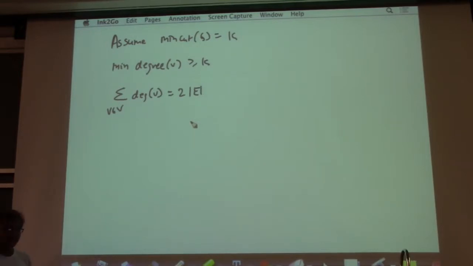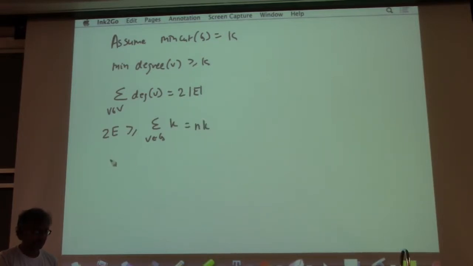Okay? So if the min degree is greater than or equal to k, that means all degrees are greater than or equal to k, then we can write this as 2e is greater than or equal to the sum over all vertices in the graph of k, which is equal to n times k. So the number of edges e, which I'm going to call m from now on.